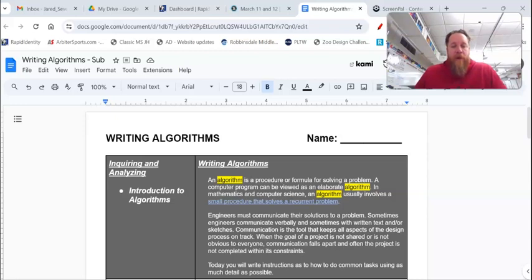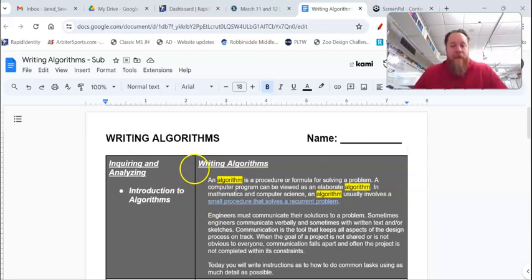So if you would follow along with me as I read the introduction here. This is an assignment today that can be done either on a paper copy, just talk to your substitute teacher about getting a paper copy, or doing it right here on Schoology and online. So either one works. Follow along with me as I read this introduction about algorithms.